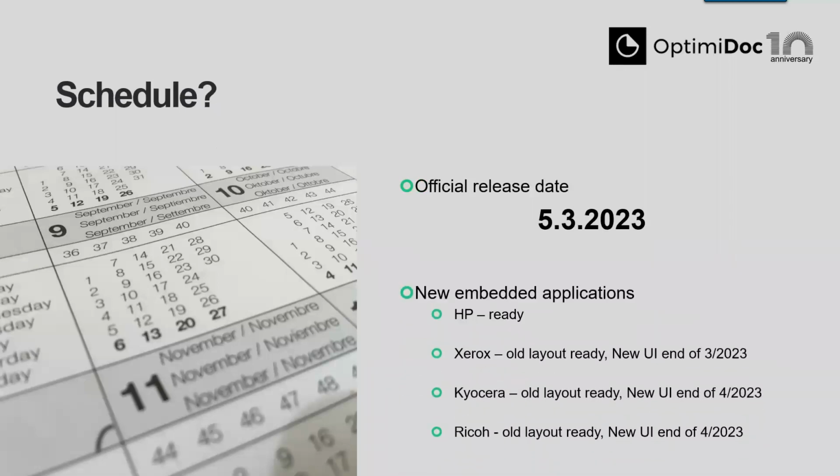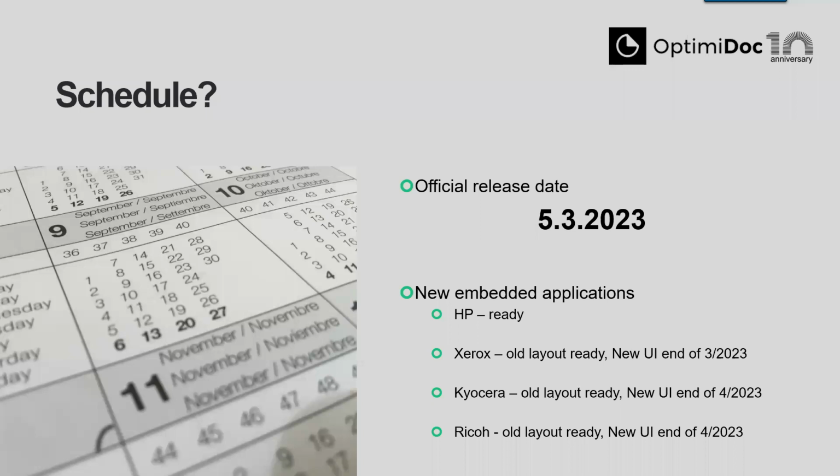When we are talking about the embedded apps, HP is ready, Xerox old layout is ready, Kyocera old layout is ready, Ricoh old layout is ready. And within March and April, we are going to bring a new user experience also to these brands. We are working on this to have it as soon as possible. But generally, the functionality is ready, even though we are using the old user interface.